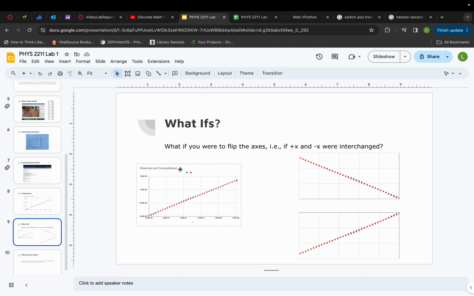Moving on, here are some what ifs. What if we were to flip the axes, such as the x and y axes? In these cases, it would instead generate a negative slope, but very different depending on if it's x or y.